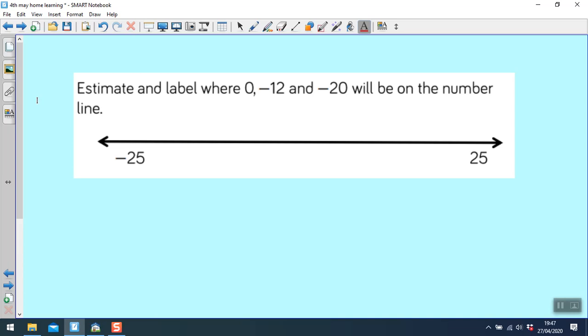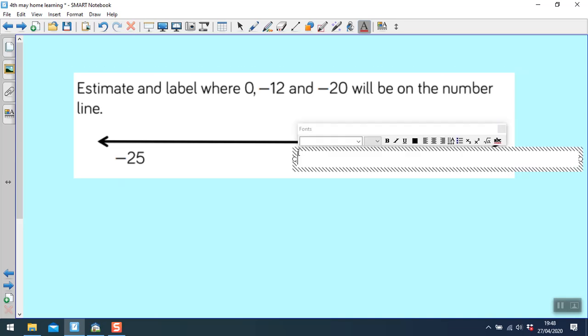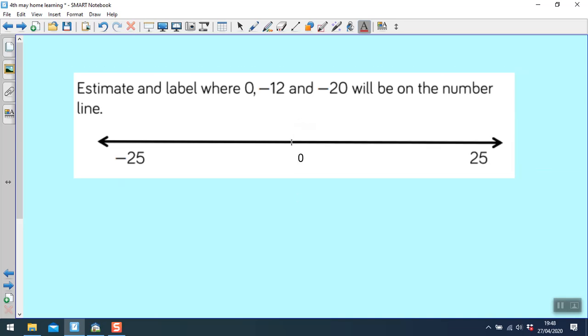Next one, estimate and label where 0, -12 and -20 will be on the number line. So pause the video while you draw the number line. Okay, so I know that -25 is there and 25 is there. Halfway between -25 and 25 is going to be 0.